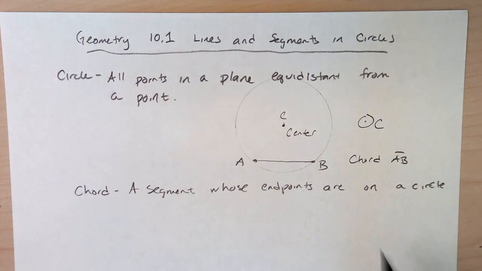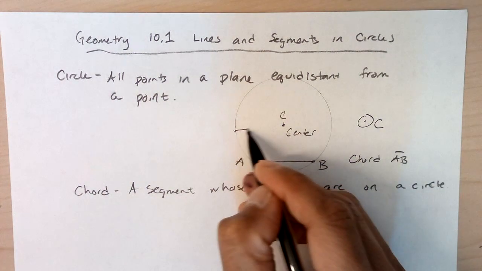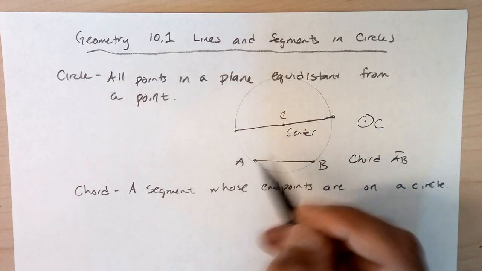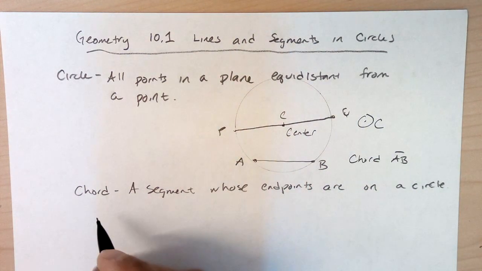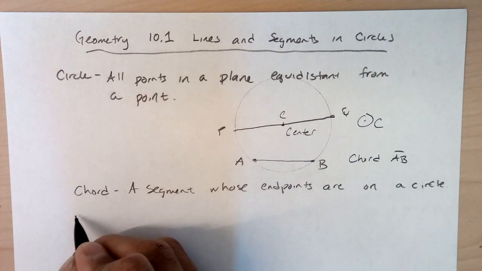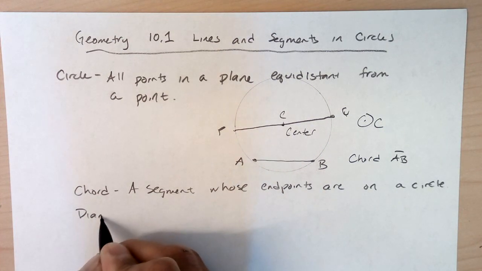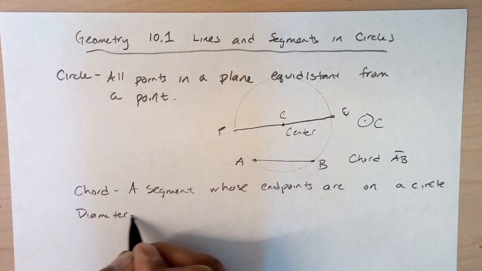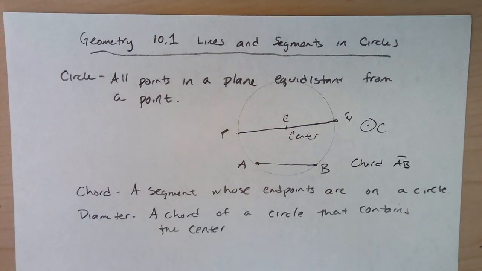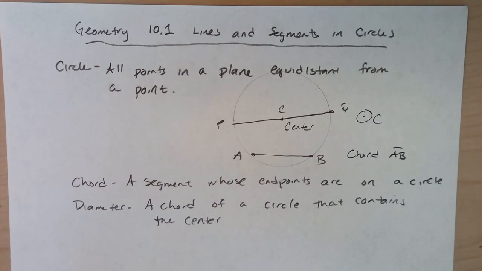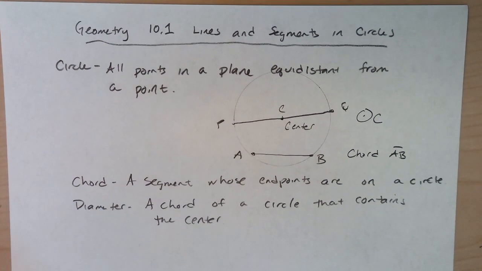And then if the chord goes through the center, it's still a chord, but it has a more specific name, like PQ right here. PQ is the diameter of the circle. So a diameter is a chord of a circle that contains the center. So every diameter is a chord, but not every chord is a diameter.